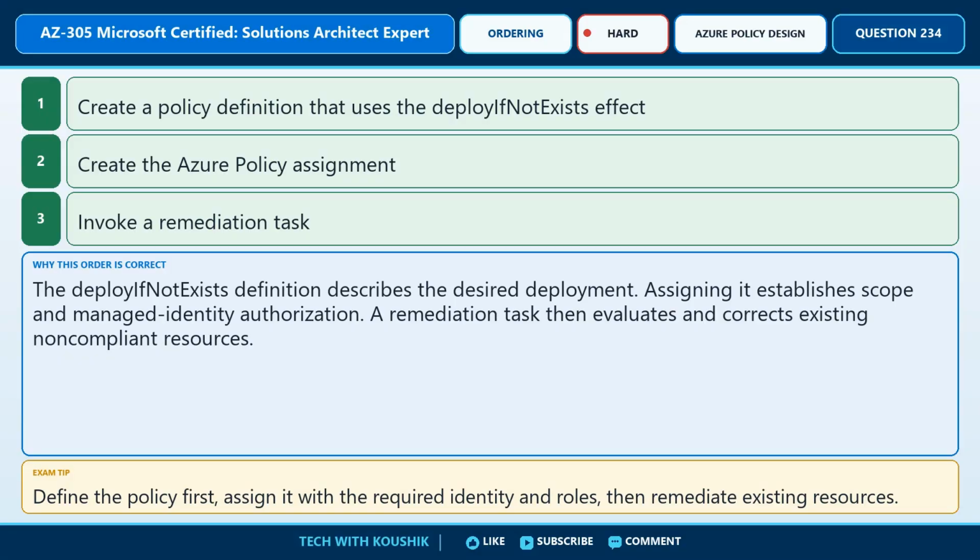The completed sequence is: the first item is create a policy definition that uses the deploy if not exists effect. The second item is create the Azure policy assignment. The third item is invoke a remediation task.